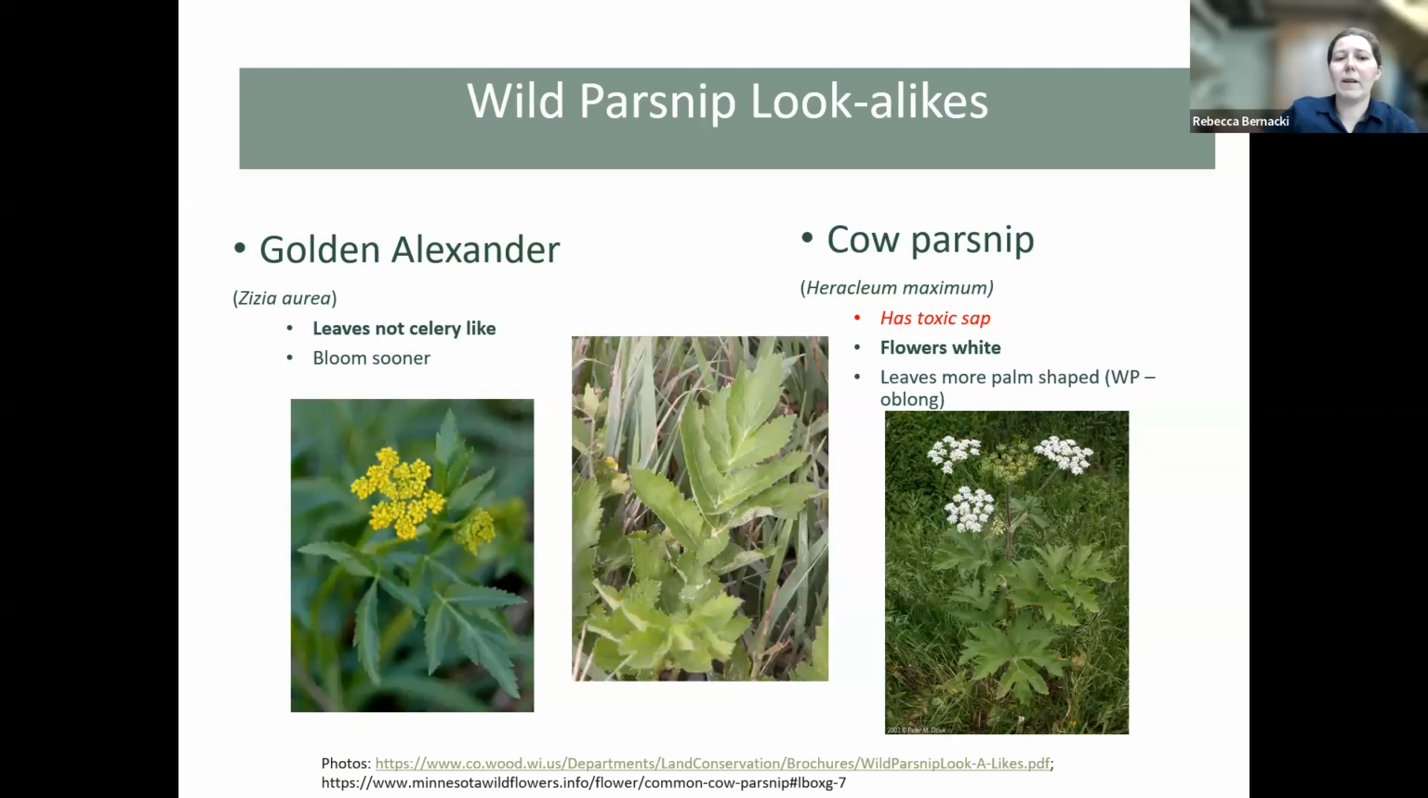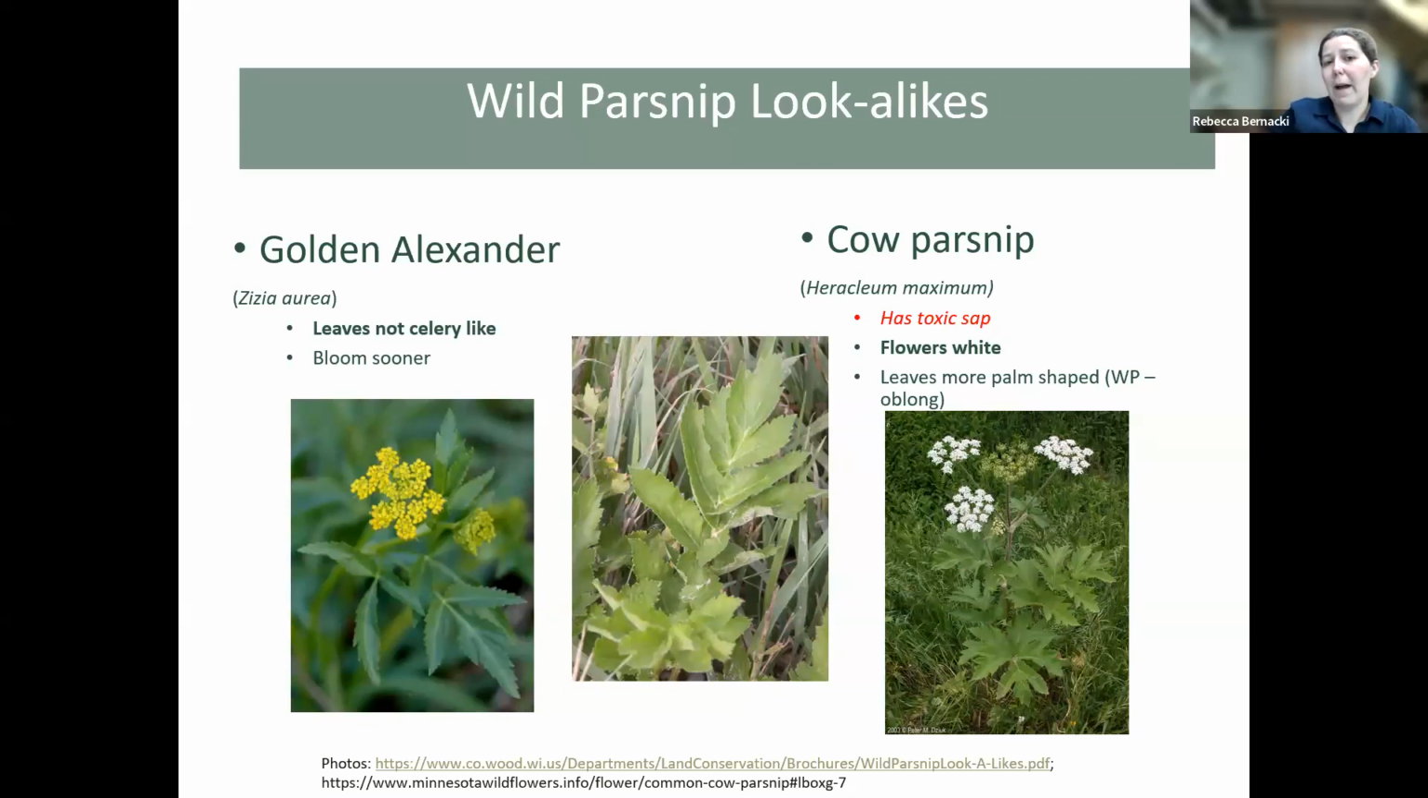And what are some lookalikes? The first lookalike I'll talk about is golden Alexander. So golden Alexander has leaves that are not celery-like. They're compound, but much less compound. They're many fewer leaflets. And it's a much smaller plant. So golden Alexander only grows to about 2 feet tall. Finally, golden Alexander blooms a lot sooner. So golden Alexander will be in bloom in May and into early June. So we don't really see these two species blooming at the same time.